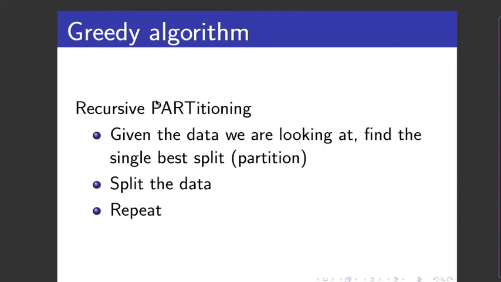So, if we can't find the best decision tree, what can we do? Well, this is what we can do. Recursive partitioning, we've talked about it already. Given the data we're looking at, find the single best split. We're not going to find all best splits at once. We're just going to find the single next best split. Split the data and repeat it.